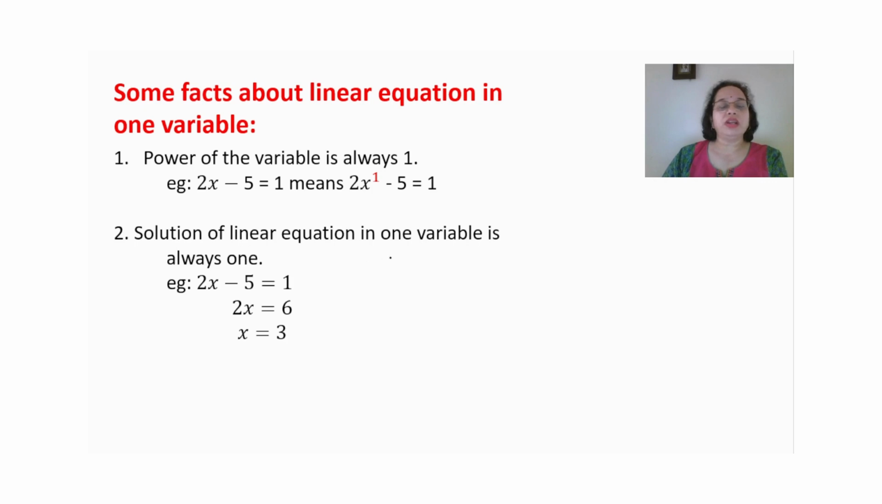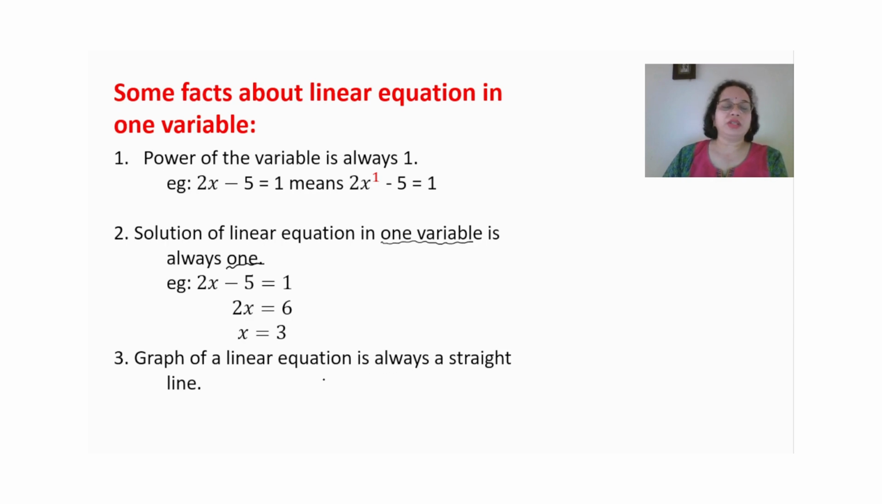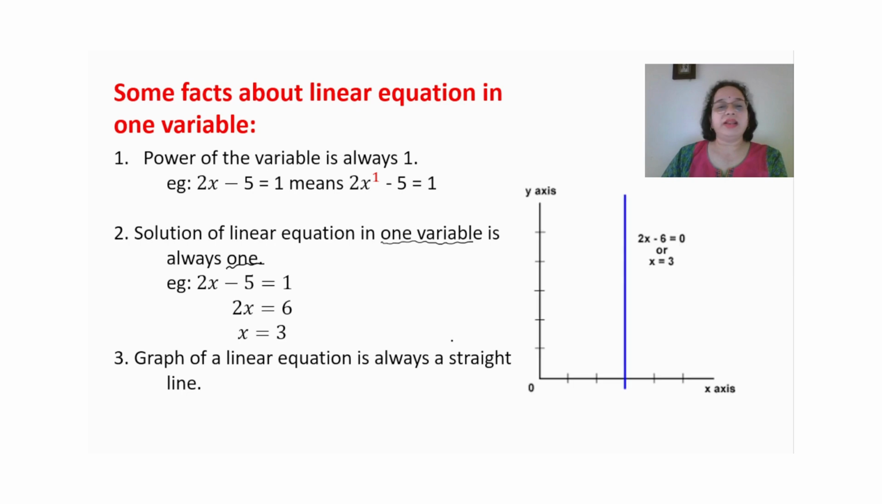The solution of a linear equation in one variable is 1. If one variable is there, the solution will be 1. If two variables are there, the solution will be 2. If three variables are there, your solution will be 3. The graph of a linear equation is always a straight line. This graphical notation you will see in grade 9, 10, 11 and 12. Here x is equal to 3. This is your graph. So this is the positive x-axis, 1, 2 and 3. x is equal to 3. So you will get one straight line. So the graph of a linear equation is always a straight line.